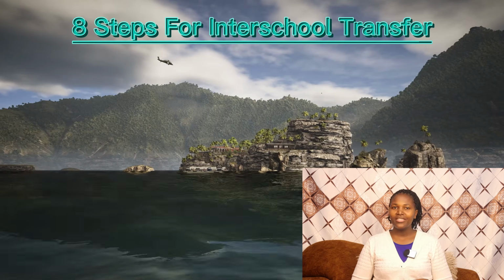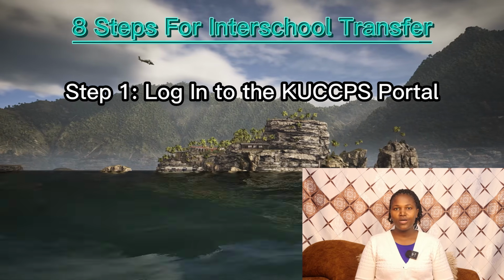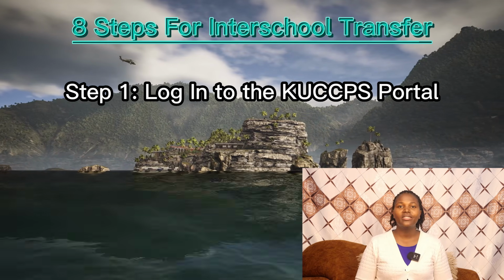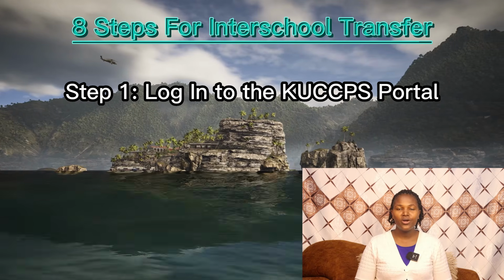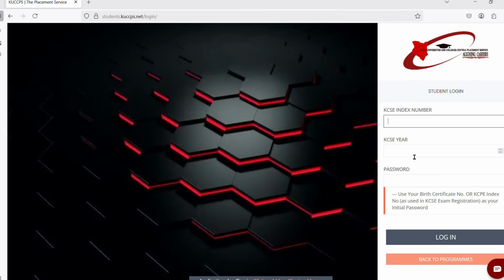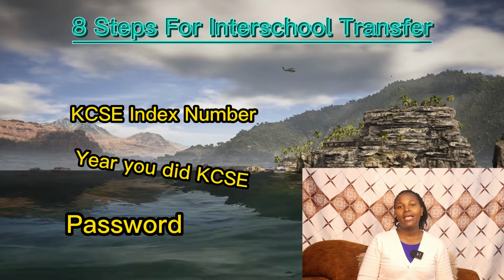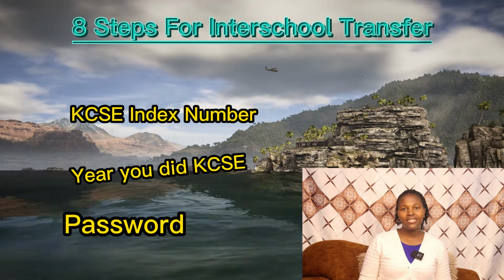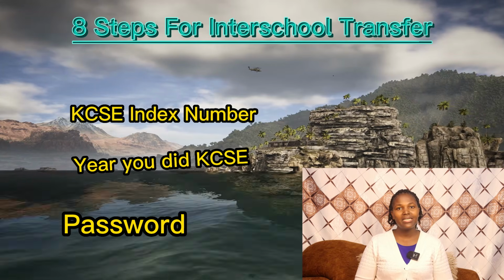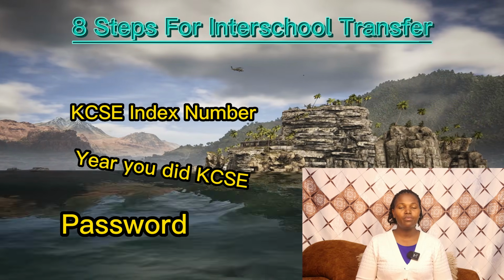Step 1, log into your KUCCPS portal. First you need to log into your student KUCCPS portal because this process can only be done through that platform. To log in, enter your KCSE index number, the year, and the password. The password is your birth certificate number or your KCPE index number unless you changed it before.